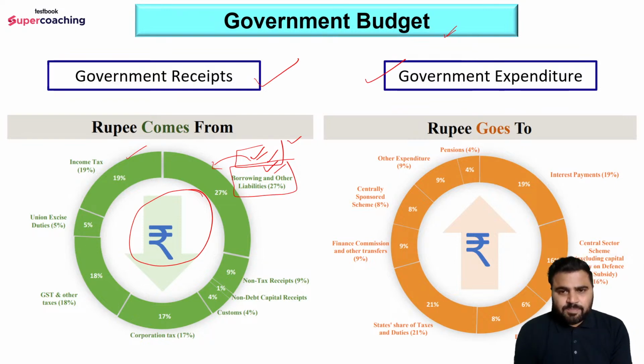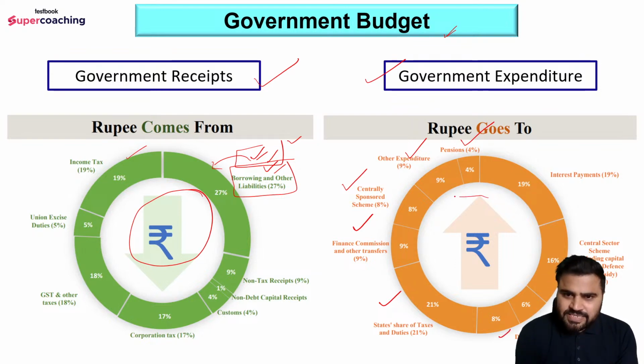Similarly, on one side money is coming in, so the government is also spending money for welfare activities. So where is the government's money going? The government is paying pension to the central government employees. Then the government has other expenditure. The government is spending money on centrally sponsored schemes. The government is giving money as part of the Finance Commission and other transfers. The government is giving the state share of taxes and duties. Defense expenditure is there. Subsidies are being provided by the government. So the government has a set of expenditure, and also a very important part, interest payment.